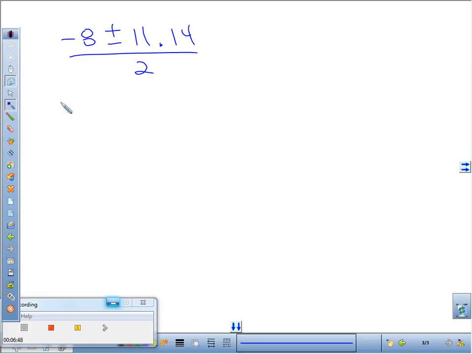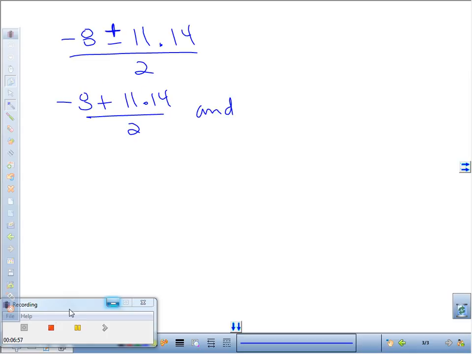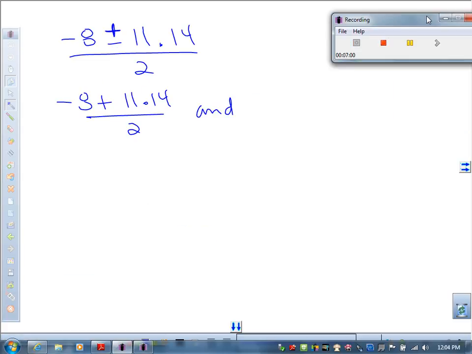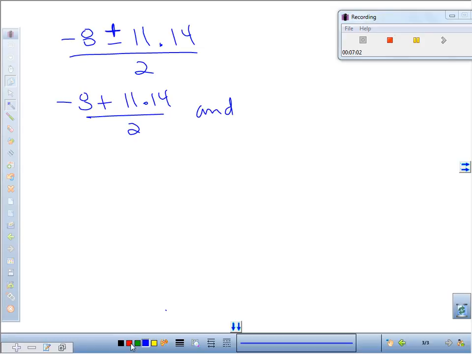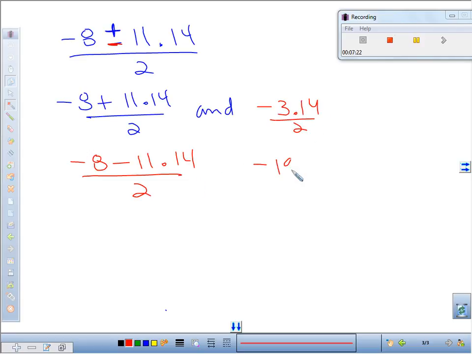One of them is a plus. See this plus? I'm going to have a plus 11.14 over 2. And then I'm going to have a second problem, this time with a minus. See this minus right here? So I'm going to have negative 8 minus 11.14 over 2. So those are my 2 different problems. This is going to get me a negative 11.14 over 2. This one is going to get me a negative 19.14 over 2.